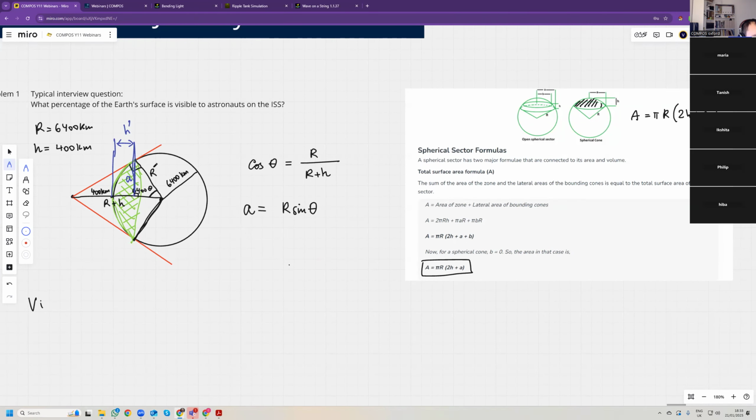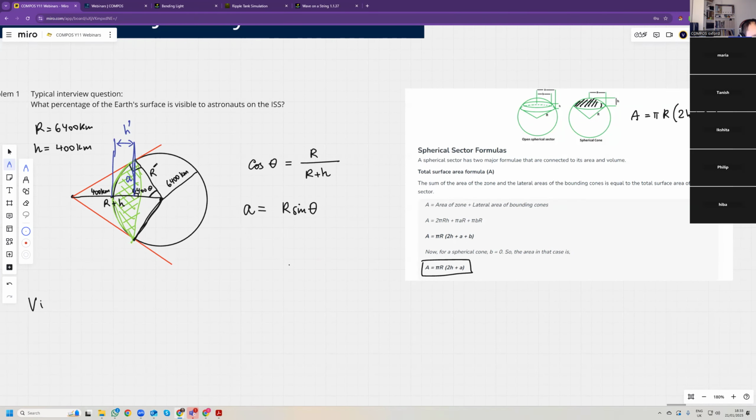Visible is, well, I don't think we can actually calculate that, because this is 64 divided by 68. So we can simplify this to 16/17, and this is square root, so 17 squared minus 16 squared, root 33, over 17.